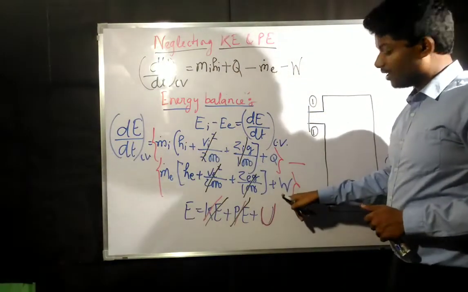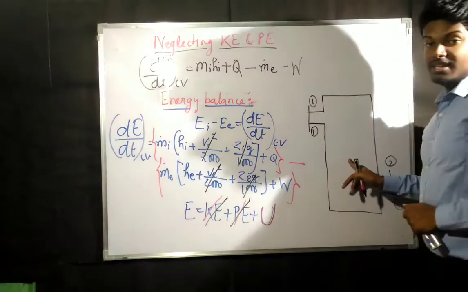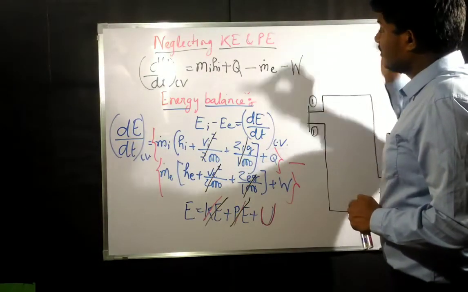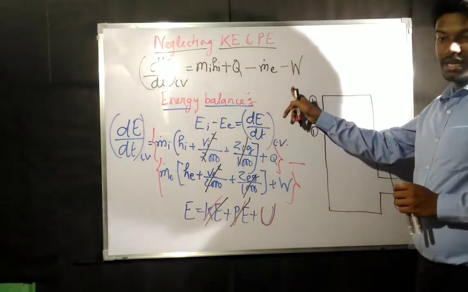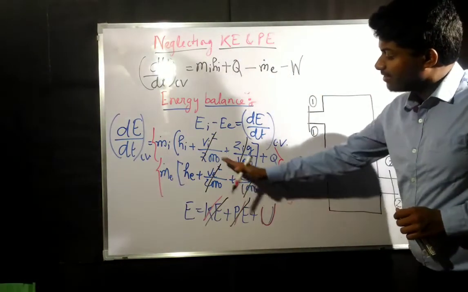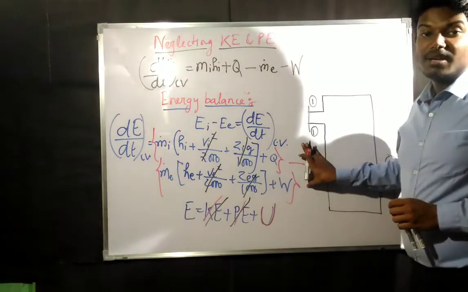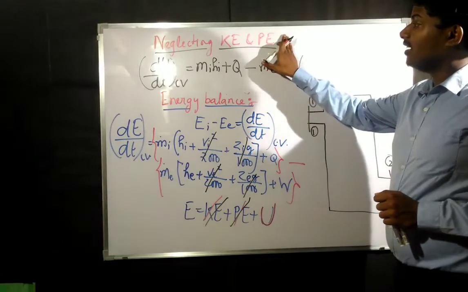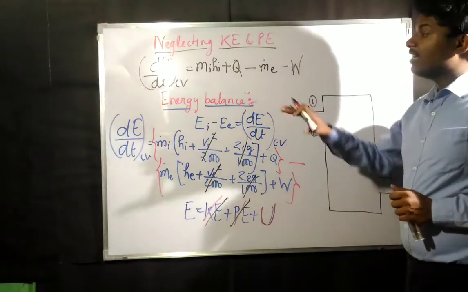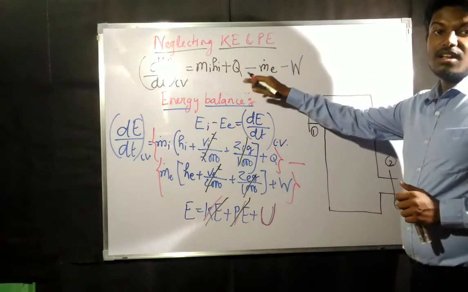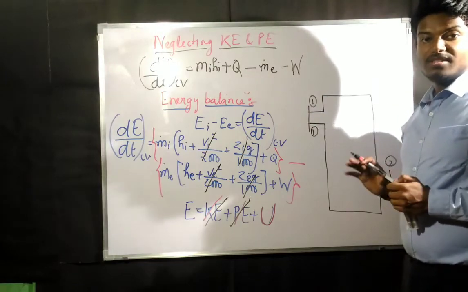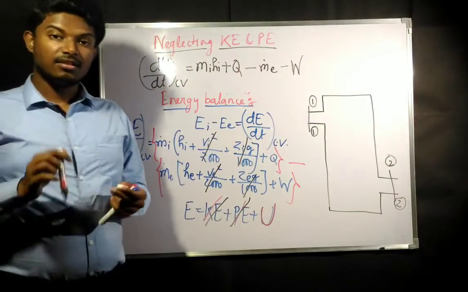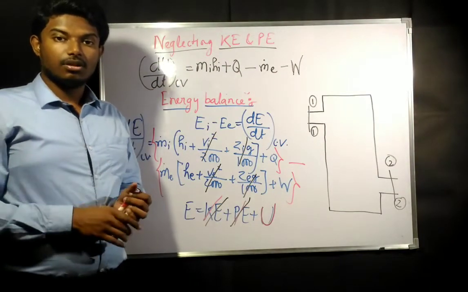Whatever W is given here, that is work done by the system or on the system, whatever it is, this W is going to be there. Now, after cancelling this one, this was the energy balance equation for unsteady flow open system. Under this condition, neglecting kinetic energy and potential energy, this is going to be the energy balance equation for unsteady flow open system process. This is the mass balance and energy balance for unsteady flow.